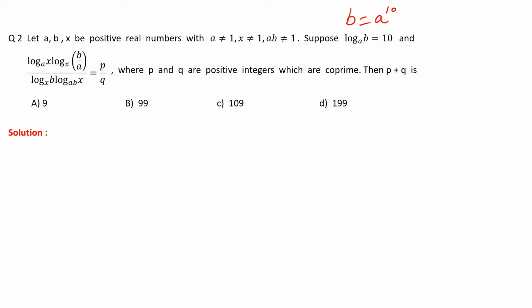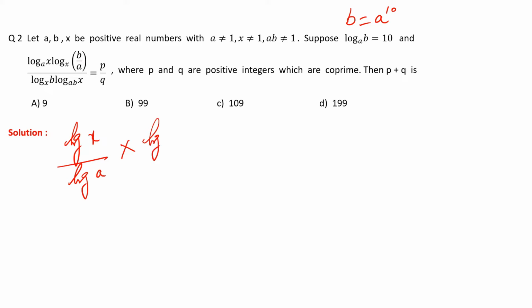Now, log x to the base a is given, so I can write it as log x divided by log a. I am taking the base of both of these logarithms as the same. Let us consider they have base 10, right? This is called the base changing law, or base changing property of logarithm.